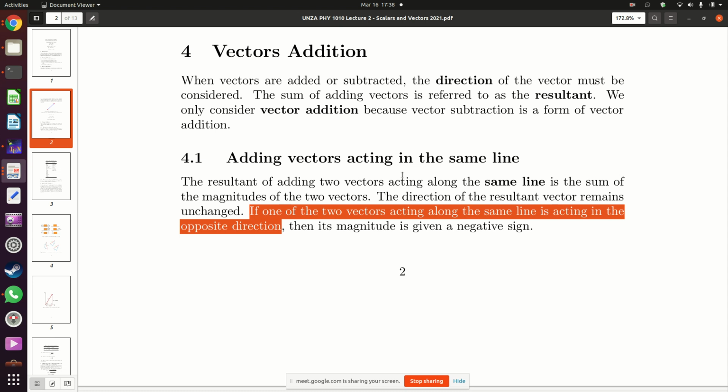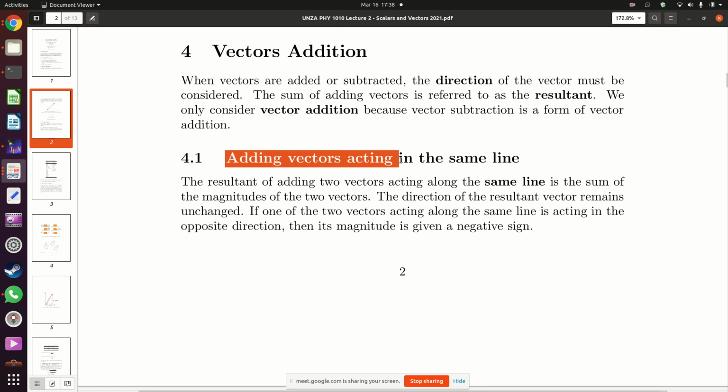That's why this thing is very important: adding vectors along the same line. If your vectors are acting along the same line, you can just add their sizes. If one of the vectors is pointing in the opposite direction, then the size of that vector is given a negative sign.